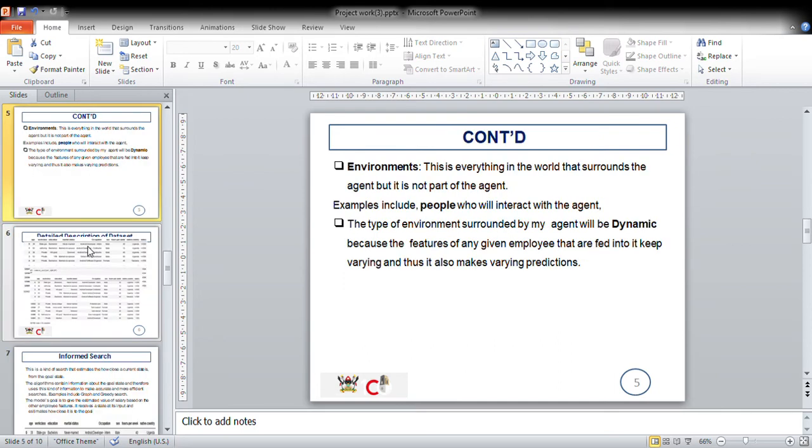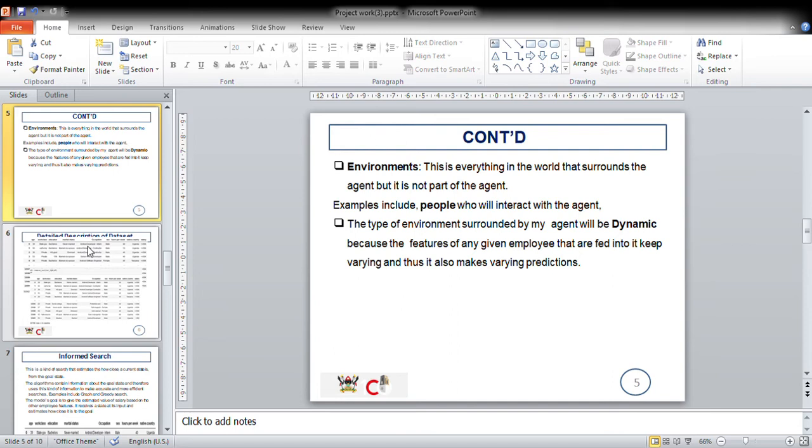The environment is the entities that surround the agent, but they should not be part of the agent. These could be people that interact with the agent. For example, the employees will have to interact with the agent to input their information so that they could get the predicted salary. And then the type of environment surrounding my agent will be dynamic.